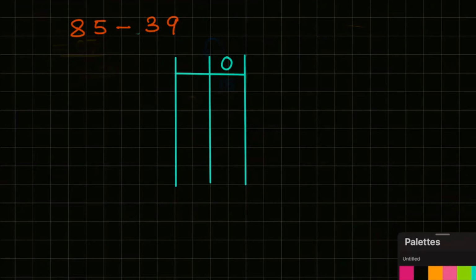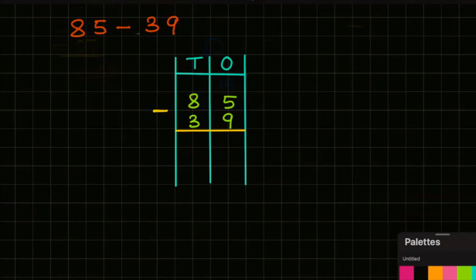O for ones column, T for tens column. Let's write 85 first. It will be 8 and 5. And let's arrange 39 also. It will be 3 and 9. And since we are doing subtraction, let's write that as well. And one line, under that line we are going to write our answer.